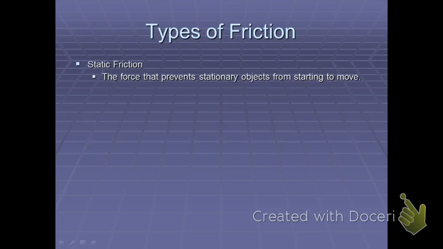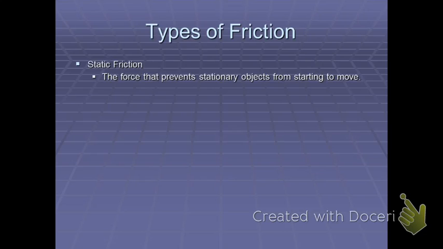So what we're going to look at now is the idea of friction. So what is it? Some definitions that are involved with it, and also what's involved in what's called the coefficient of friction. So the types of friction are static friction. And what static friction is, is a force that prevents a stationary object from starting to move.